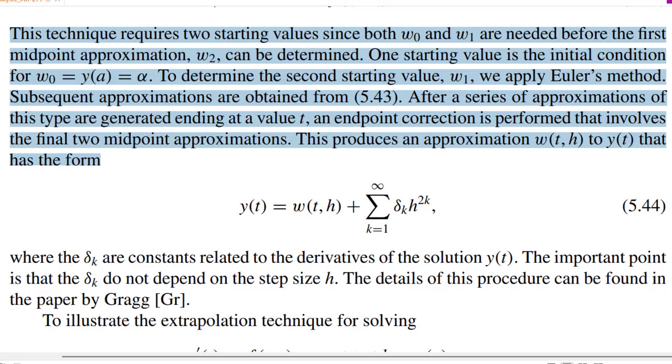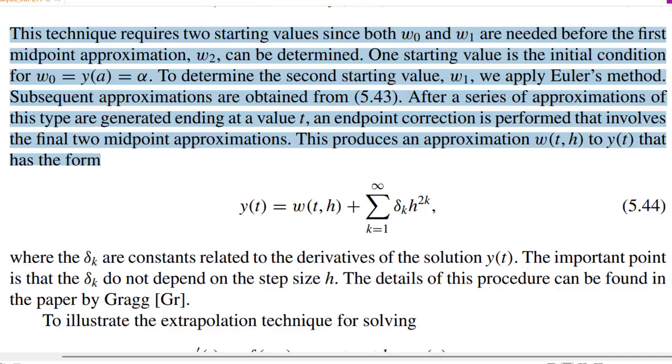This technique requires two starting values, since both W0 and W1 are needed before the first midpoint approximation, W2, can be determined. One starting value is the initial condition, W0 equals y(a) equals alpha. To determine the second starting value, W1, we apply Euler's method. Subsequent approximations are obtained from 5.43.